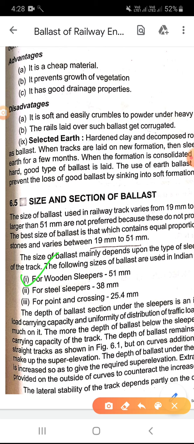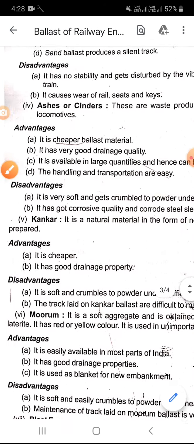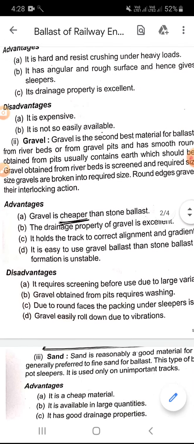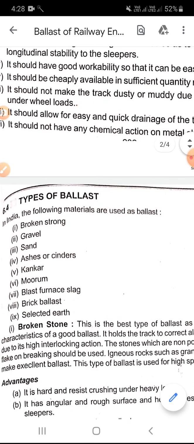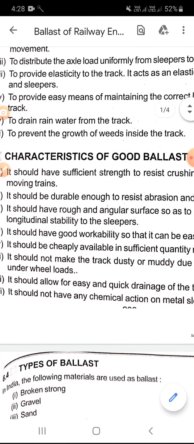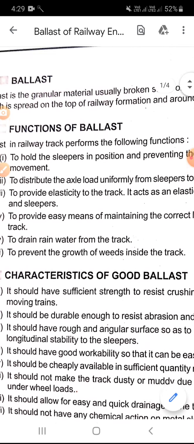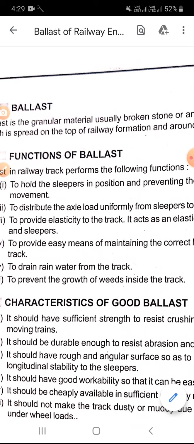Okay, we have previously discussed the picture of the ballast, where it is situated, size and section of the ballast. Advantages, disadvantages, different types of ballast, very important types of ballast, characteristics of good ballast, important functions of ballast, and also the definition of ballast.